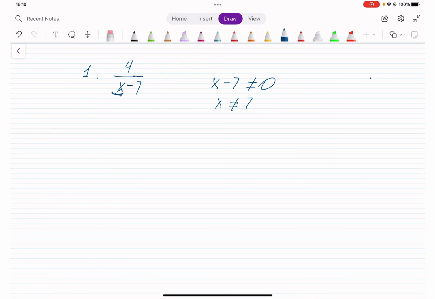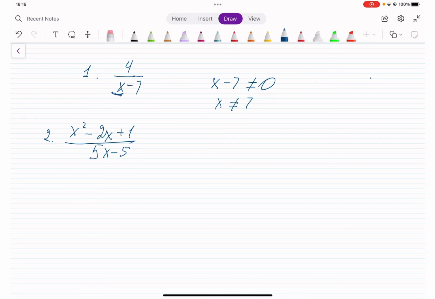Okay? And question number 2. What do I have here? x squared minus 2x plus 1 over 5x minus 5. Okay, so we need to simplify this rational expression.